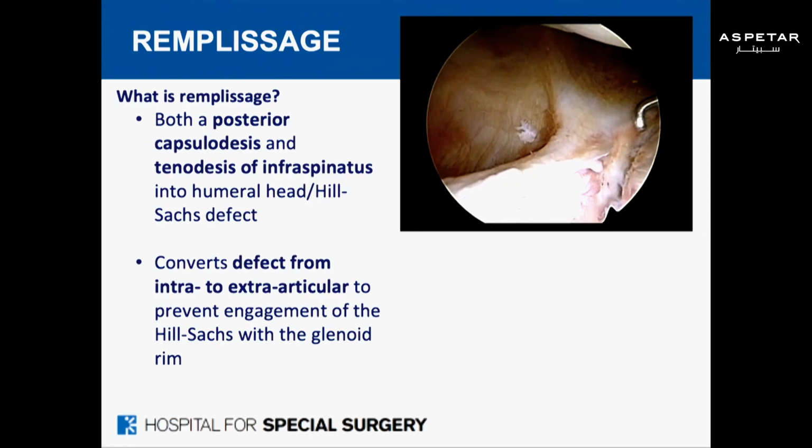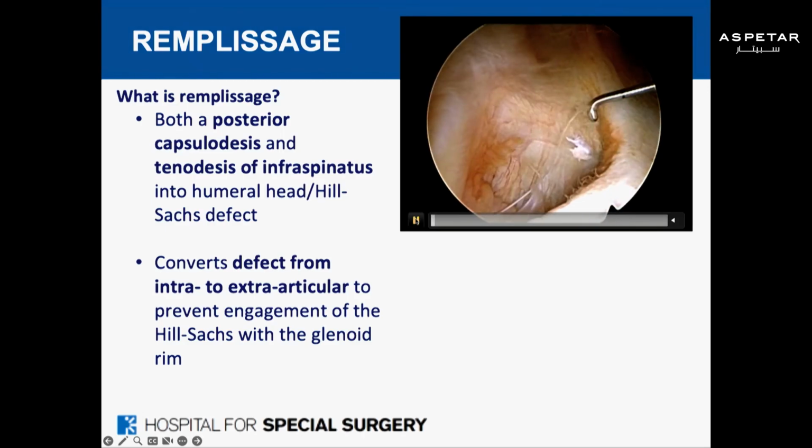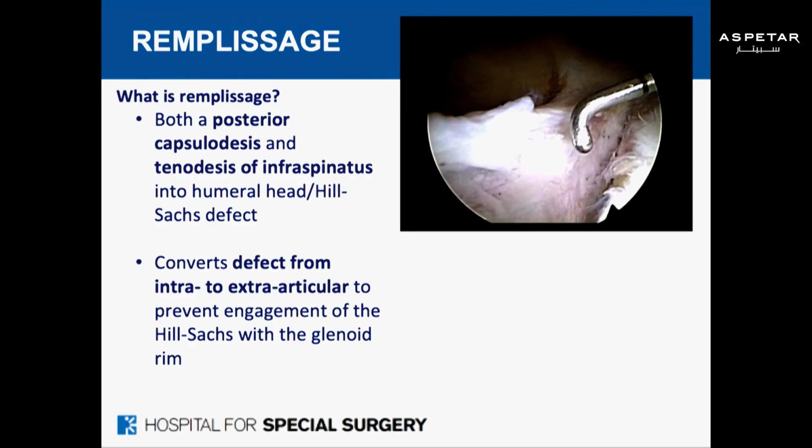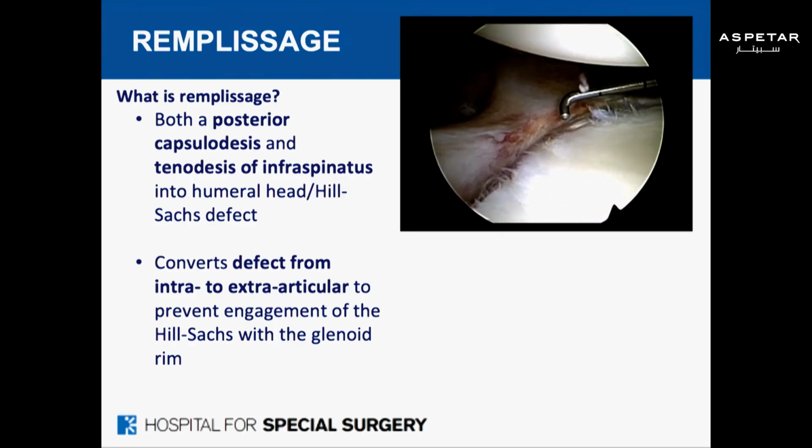So how do we deal with that Hill-Sachs lesion? There's a couple ways, but what's been popularized, and again, the common theme, what's old is new again, Jean Wolfe described remplissage 30 years ago, and it's from the French word to fill, where you basically do a posterior capsulodesis and tenodesis of the infraspinatus tendon into the humeral head defect.